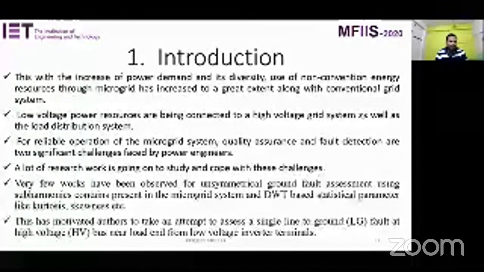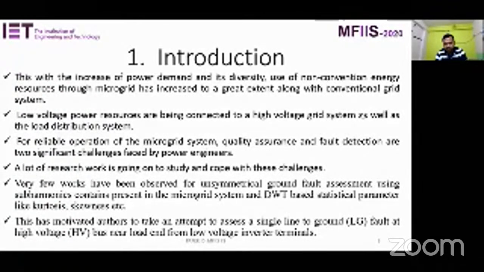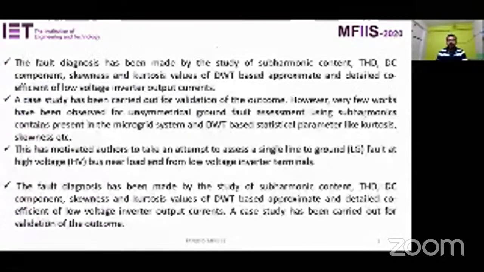But very few works have been observed for unsymmetrical ground fault assessment using subharmonics content present in the microgrid system and derivative level-based statistical parameters like kurtosis, skewness, etc. This has motivated us to attempt to assess a single line ground fault at the high voltage bus near the load end and from low voltage inverter terminals. The fault diagnosis has been made by study of subharmonics, THD and DC components, skewness and kurtosis values of DWT based approximate and details coefficients of low voltage inverter output currents.